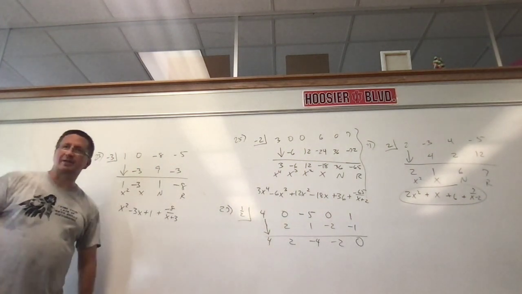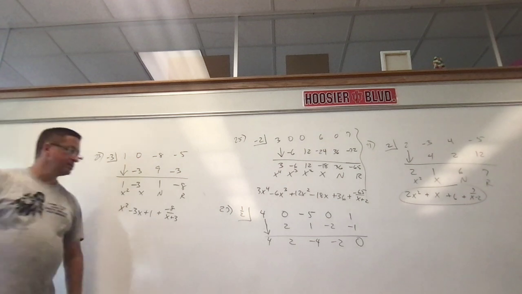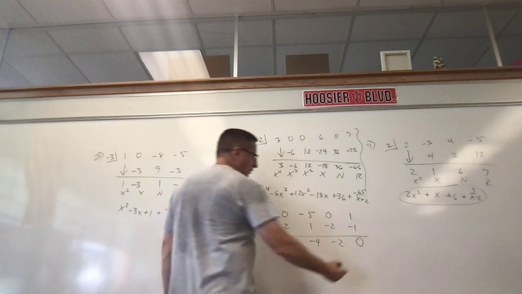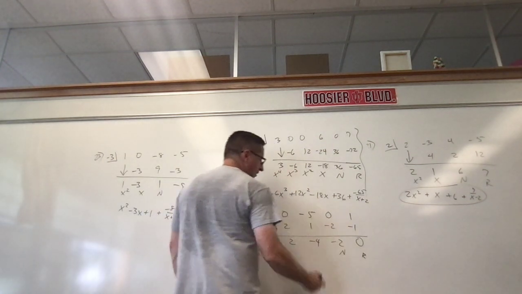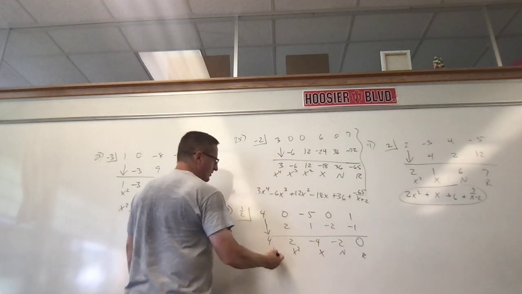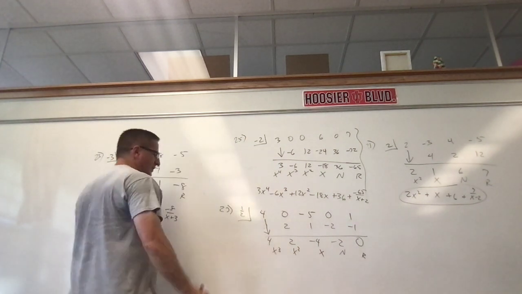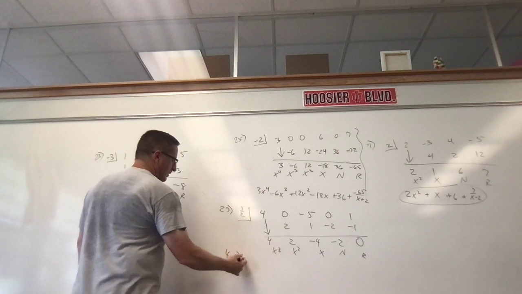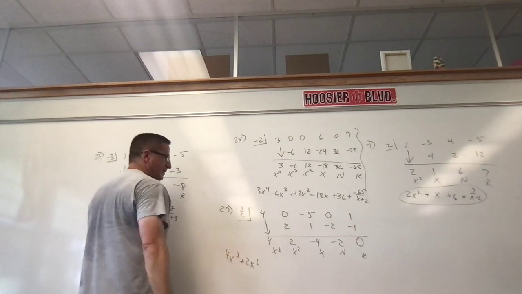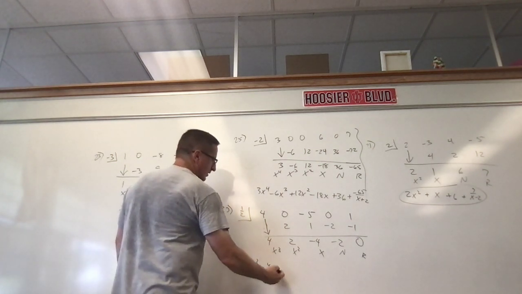So it's the first time I had something like this. Our remainder is 0. So there's no remainder. That's our number, that's our x, that's our x squared, and that's our x3. So the answer is 4x3 plus 2x squared minus 4x minus 2.